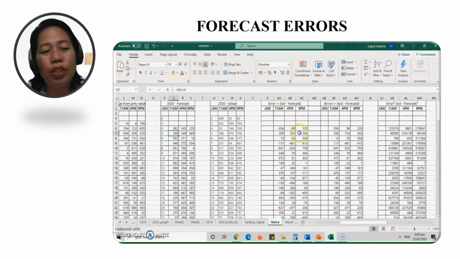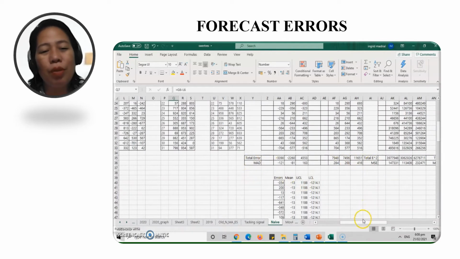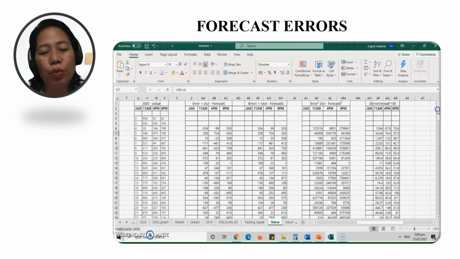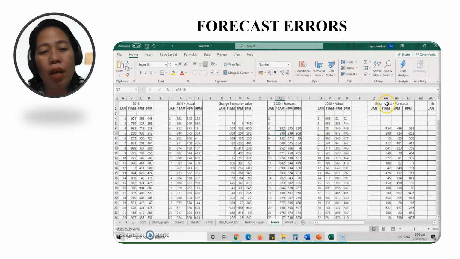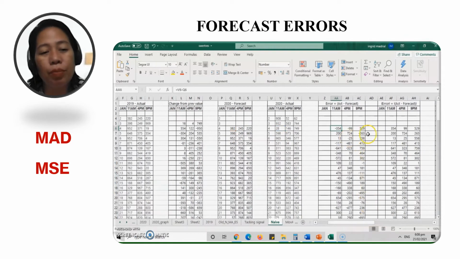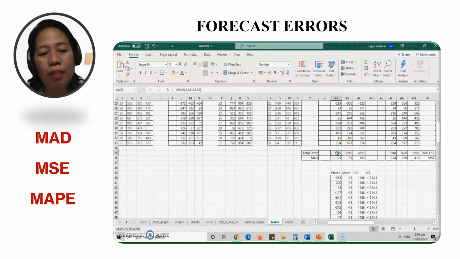Next, we measure the forecast errors to check the forecast accuracy. The three commonly used measures for summarizing historical errors were computed and shown: the mean absolute deviation, or the average absolute error, the mean squared error, or the average of squared errors, and the mean absolute percent error, or the average absolute percent error. The second forecast method I will show are the averaging techniques.